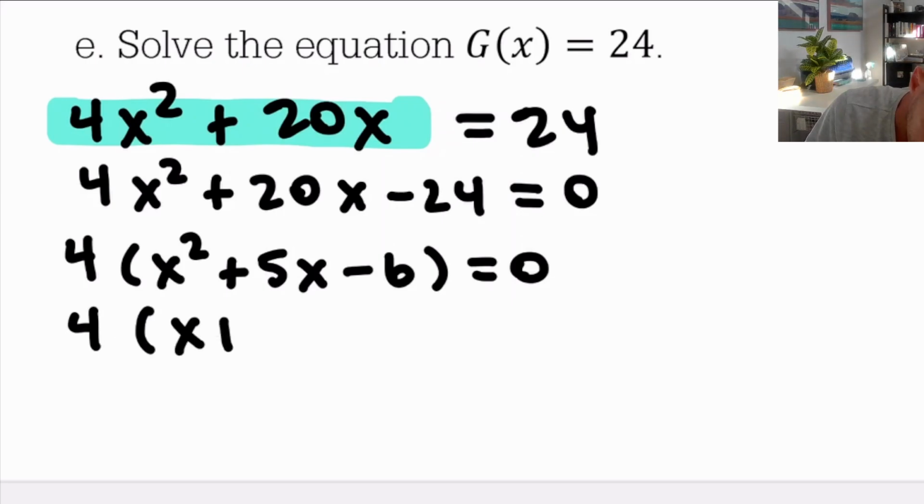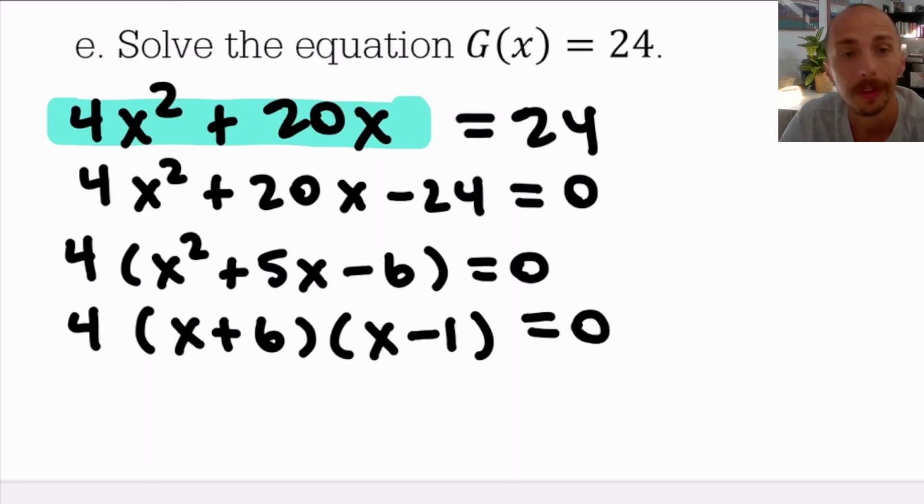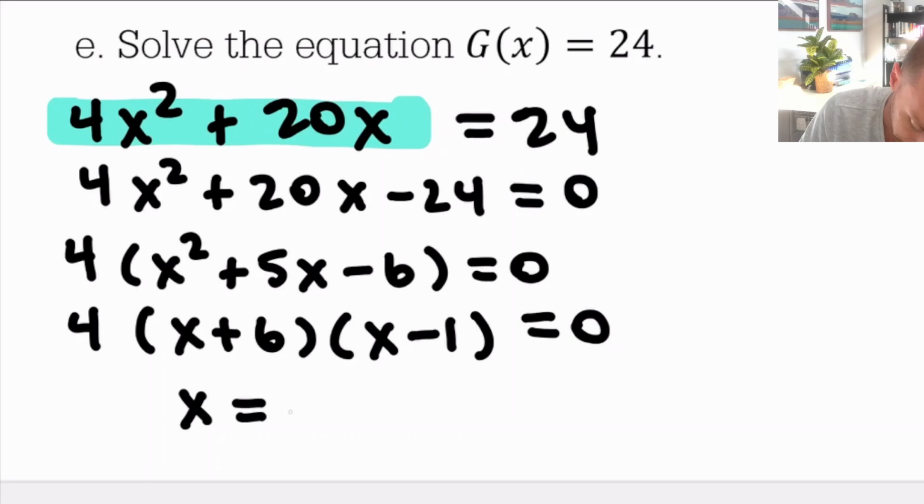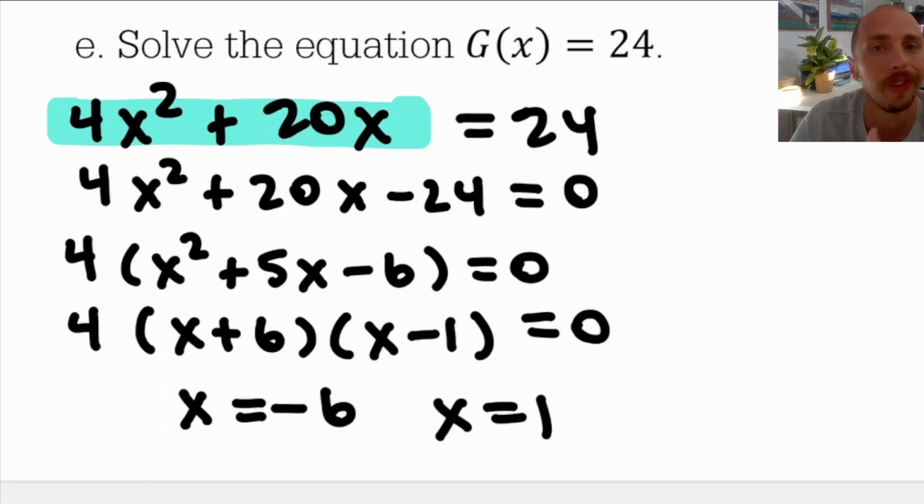So x and positive 6, x and negative 1, that's equal to 0. If these three things are multiplying together to equal 0, one of them has to equal 0. Either 4 is equal to 0, which it doesn't, or x plus 6 equals 0, or x minus 1 equals 0. And those will be my solutions to that equation.